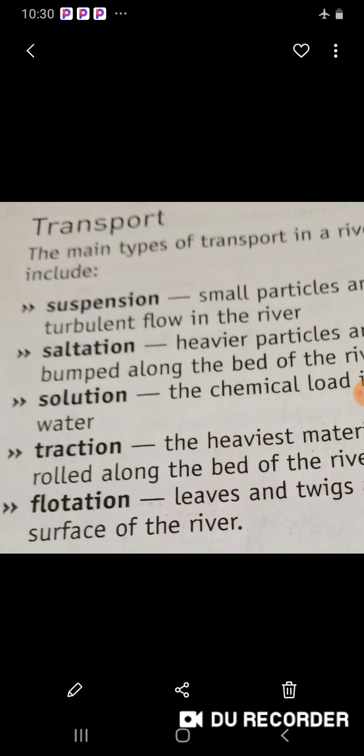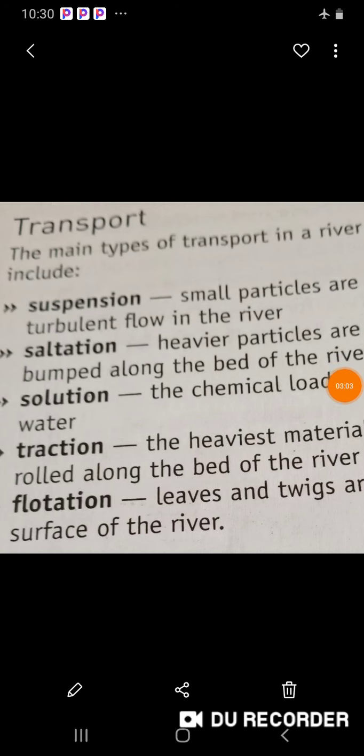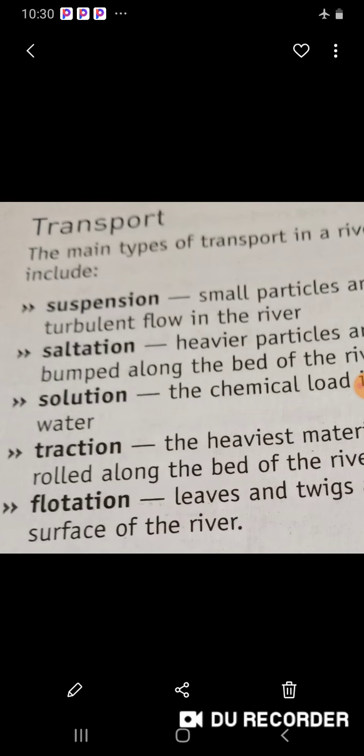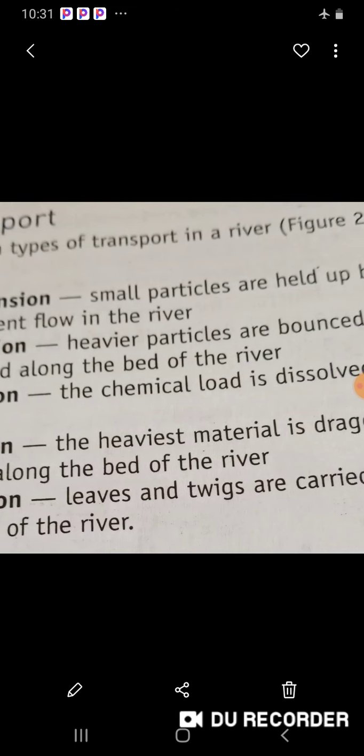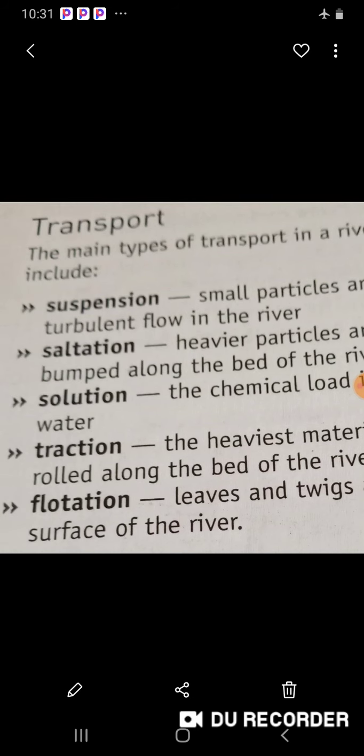We have another one which is traction. Traction is where the heaviest materials are dragged or rolled along the bed of the river. The rocks are being rolled little by little over distance. This is the one which is called traction.